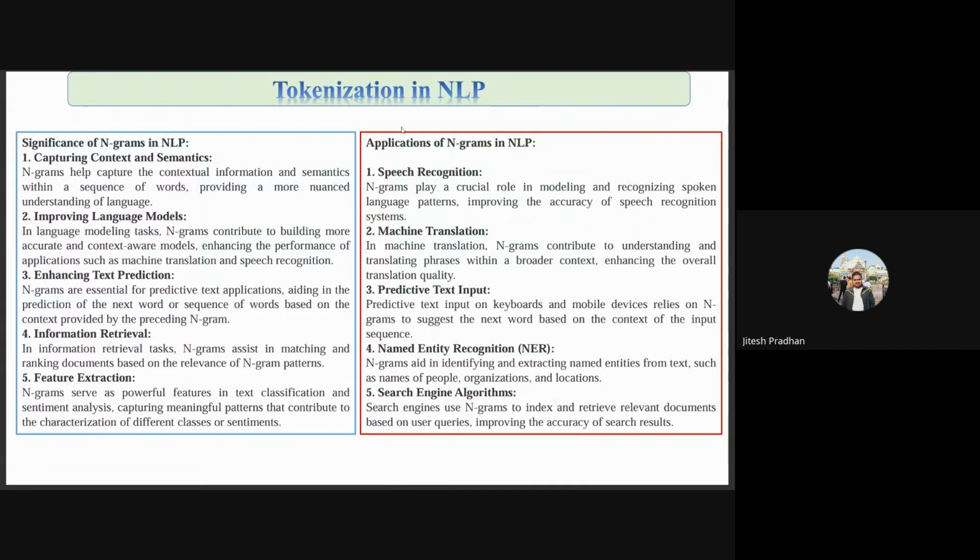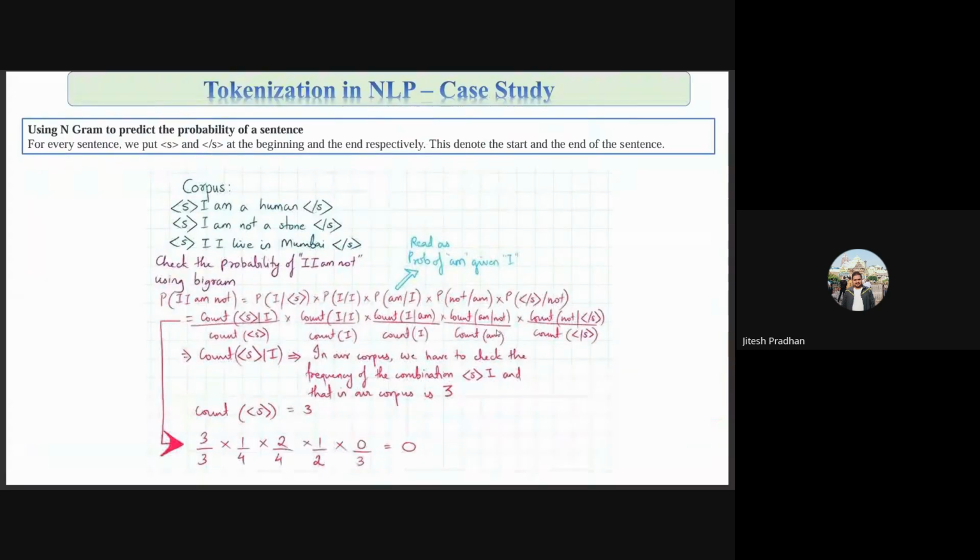So I have already discussed what tokenization is and what the significance of tokenization is. We have already discussed it in every slide. Now, the application of n-gram tokenization: it is very helpful in speech recognition, machine translation, predictive text input, named entity recognition, and search engine algorithms. Okay, now let's go to some case studies.